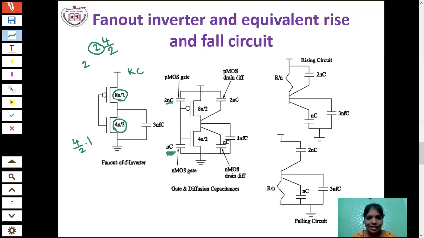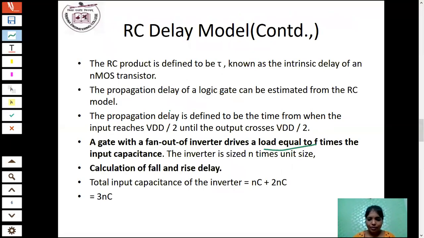For the PMOS transistor, it is factored into 2 into 4 by 2. So the capacitance value is 2NC. Okay, so first what you have to do is, according to the given aspect ratio, find the input capacitance of the transistor, for the PMOS and NMOS transistor.